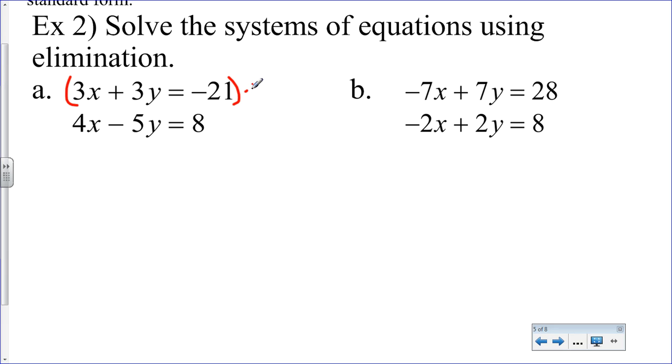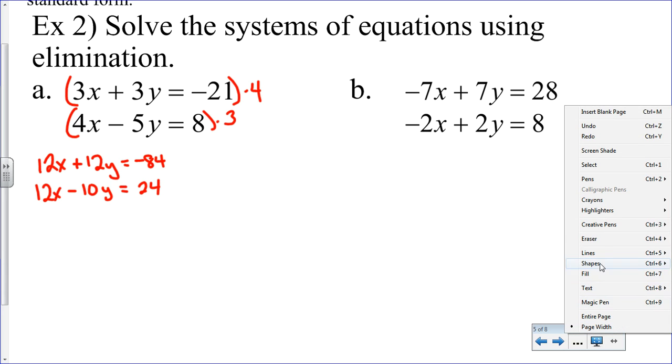So if I multiply the first equation by 4 and the second equation by 3, I should get 12 for both of those. So 3x times 4 is 12x, 3y times 4 is 12y, and negative 21 times 4 is negative 84. Don't forget to multiply that number by whatever you're multiplying. Second equation, 3 times 4x is 12x. 3 times negative 5 is negative 10. And then 3 times 8 is 24.